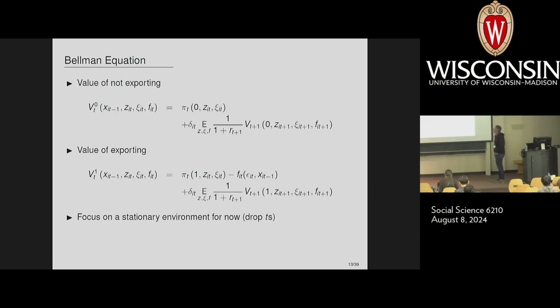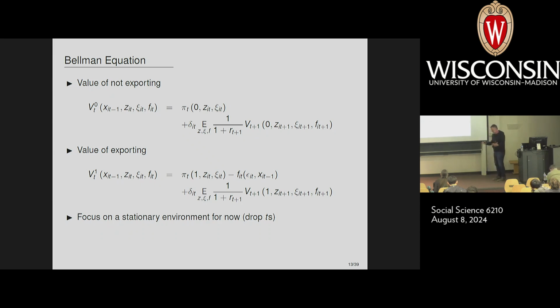Here are those two values. So this is the value if I don't export. What happens? I earn some profits today. That's equal to 0, so I'm just earning profit from selling domestically. Maybe that's just 0. This is the probability my firm is still alive next period. I'm taking the expected value, discounting over what? This is the value of my firm tomorrow, where I'm starting off again as not being an exporter, and these are the future values of my states. If I choose to export, I get profits from exporting today. I have to pay the cost, and then I start off tomorrow as an exporter, right?